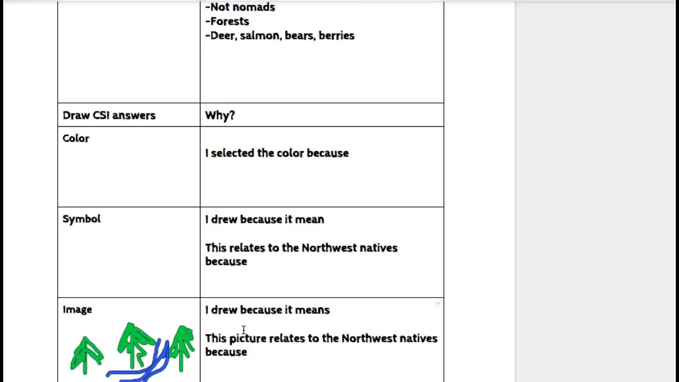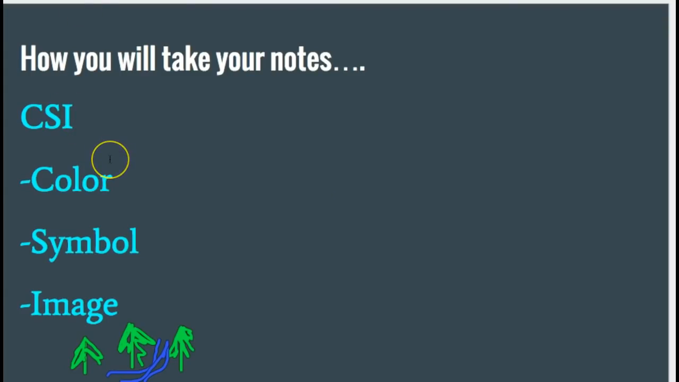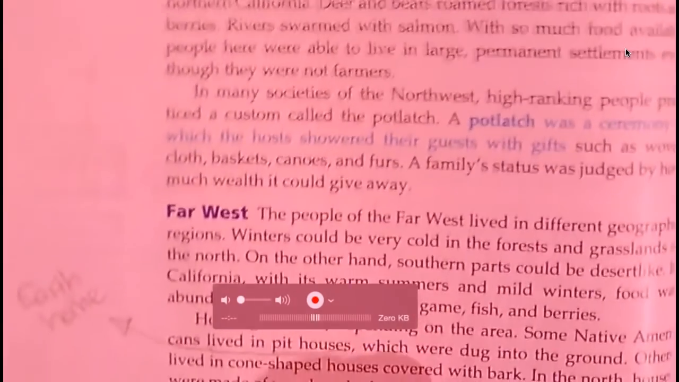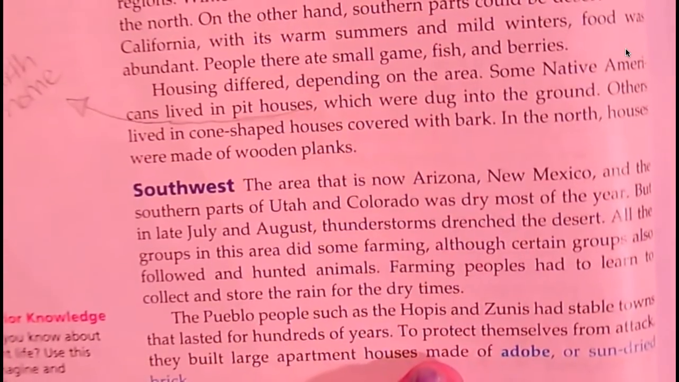For the next two, you're going to do far west and southwest as well. You are going to do notes for the Northwest, the far west, and the southwest today.